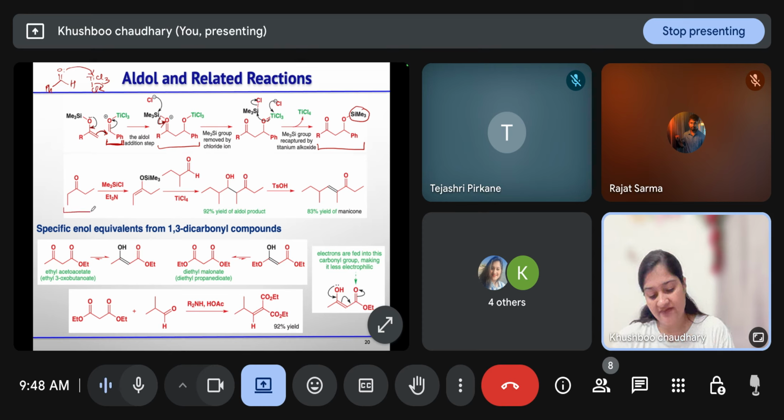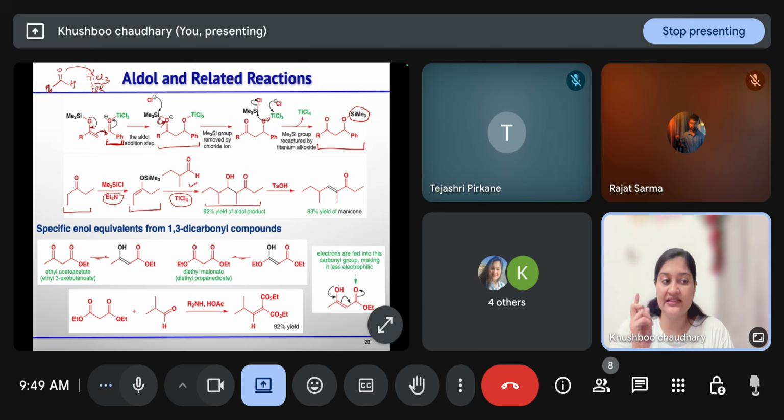So if we have a ketone and we are treating it with base in the presence of TMSCl, we will get this silyl enol ether, that in the presence of some Lewis acid will react with another reactive aldehyde to give you this beta hydroxy ketone.